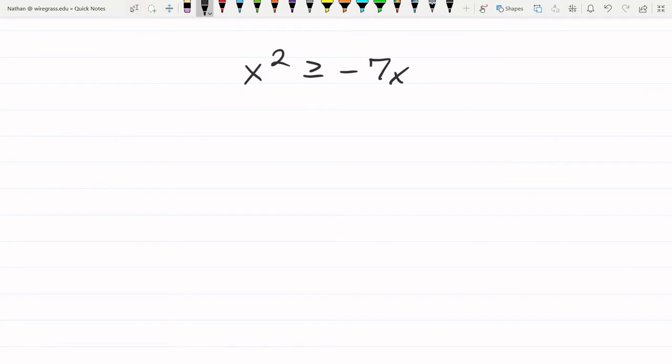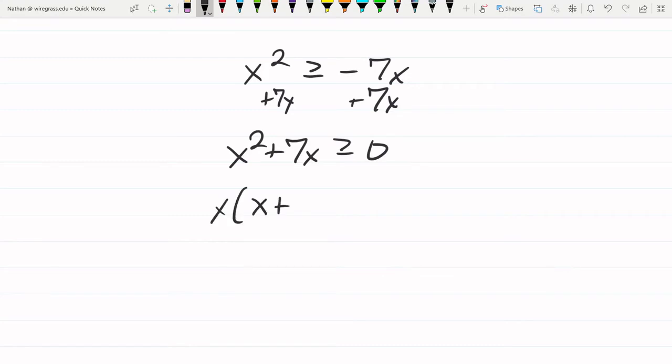Okay, here's another polynomial inequality. I'm going to get everything over to one side, so I'm just going to add the 7x. That gives me x squared plus 7x greater than or equal to 0. And factoring this is quite easy. All we have to do is take out an x.